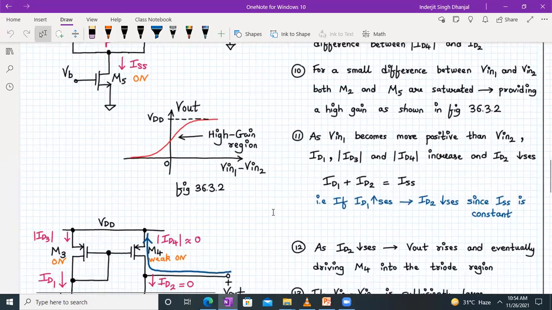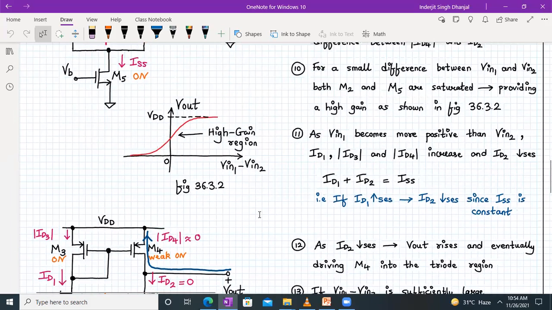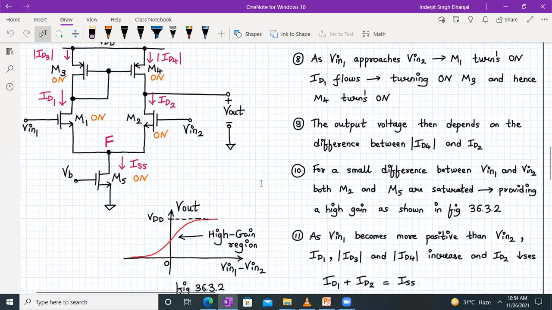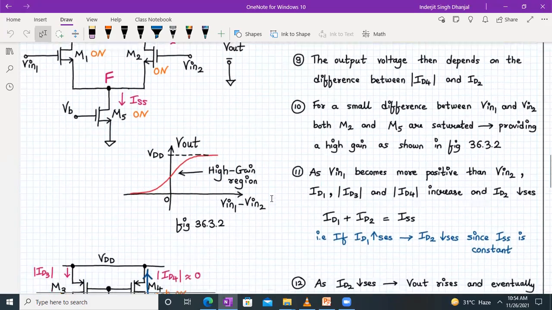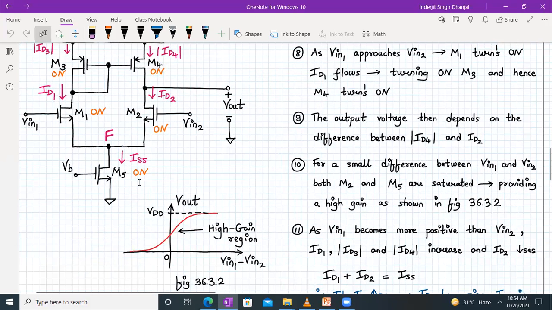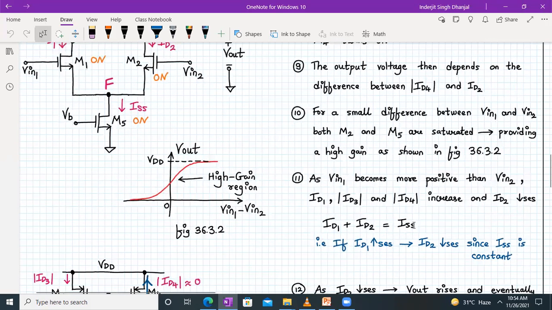Then what will happen? As Vin1 becomes more positive than Vin2, your ID1, ID3 and ID4 will increase. Okay. Whereas your ID2 will decrease. Now, why will ID2 decrease? Because ultimately ID1 plus ID2 is equal to ISS only, right? So now ISS is a constant current, right? Now, if ID1 is increasing due to increase in Vin1, my ID2 has to reduce, because the right hand side ISS is a constant. So if ID1 is increasing, ID2 has to reduce, right?